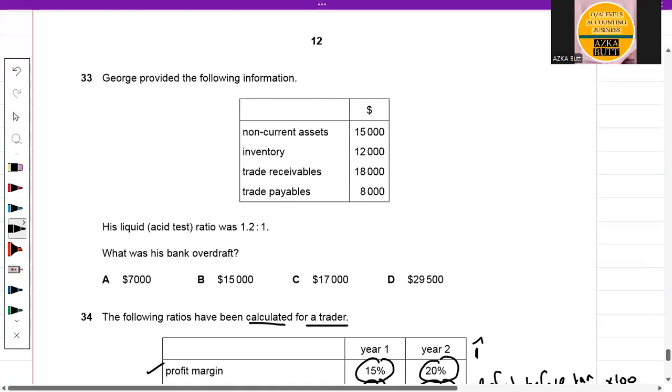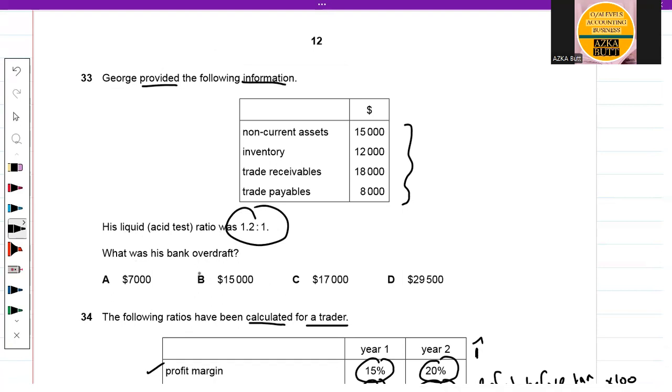Okay, so now let's see the next question. George provided the following information. We have this information, and his liquid assets ratio is 1.2 to 1. What was his bank overdraft? Okay, so now this is very easy.